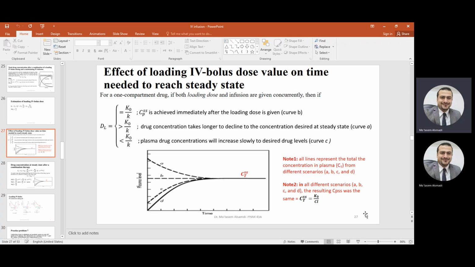Now, we said that this is usually not the case, because sometimes the concentration can be higher than CPSS if the loading dose is higher than needed, or the CP0 can be lower than the target CPSS if the loading dose is less than needed, right?